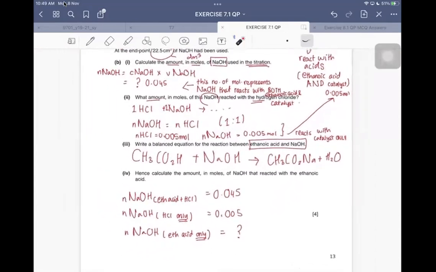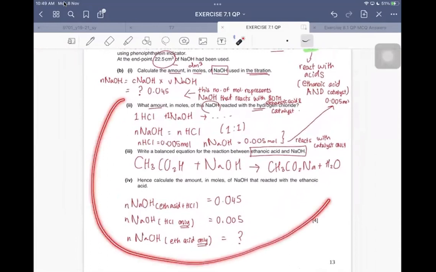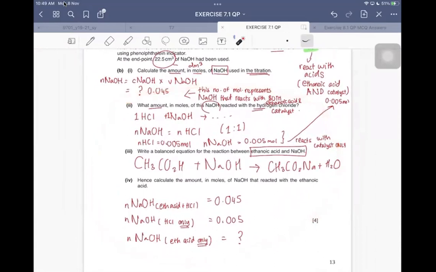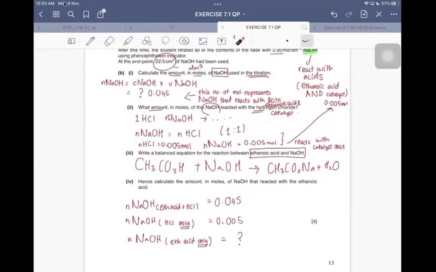So the only difficult bit is this part, the calculation of sodium hydroxide that only reacts with ethanoic acid. We don't want to include the number of moles of sodium hydroxide reacting with the catalyst, which is HCl. So if you want to copy this down, please screenshot now. I will move on to the next part.